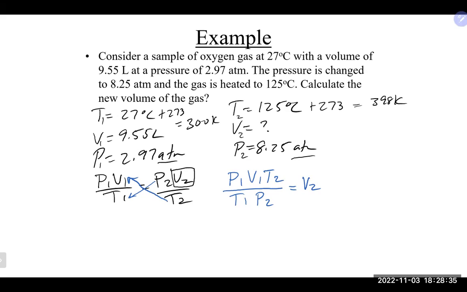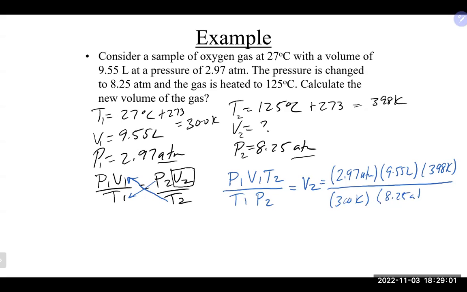At this point, we want to make sure we get everybody in the right spot. We're going with P1 up on top, which is 2.97. We have our V1, which is 9.55 liters. Our T2 is up on top, 398, divided by our T1 on the bottom, which is 300. And lastly, our P2, which is 8.25 atmospheres. Atmospheres will cancel, Kelvin will cancel, leaving liters as the only unit, which is good since that is a volume.